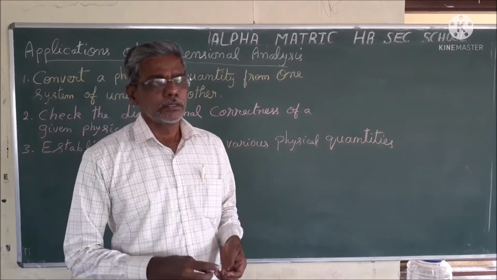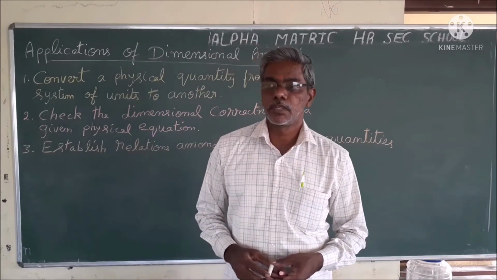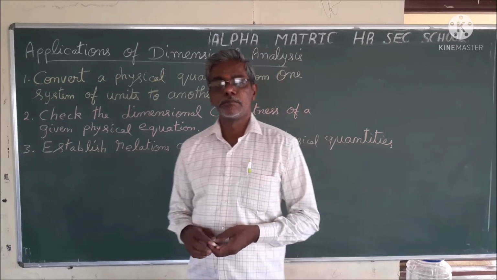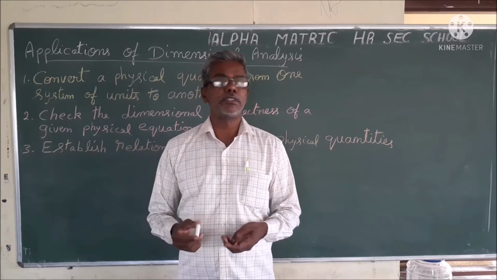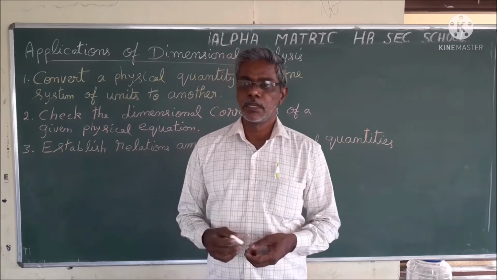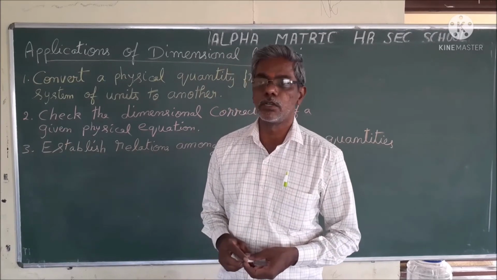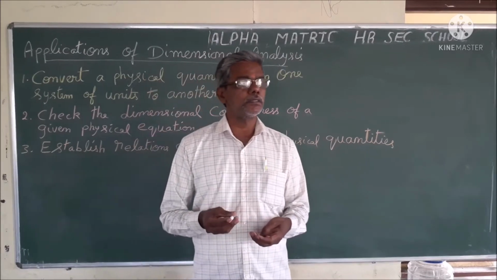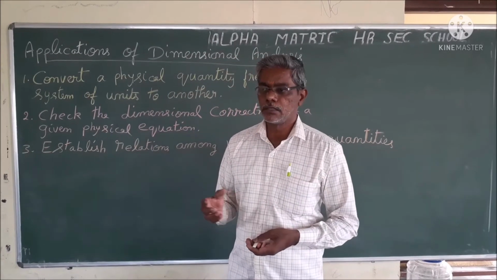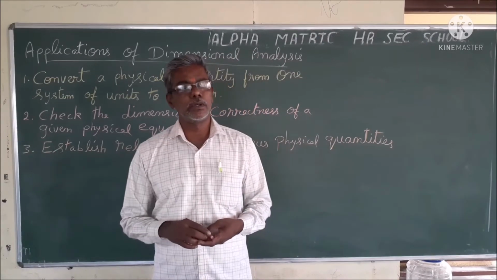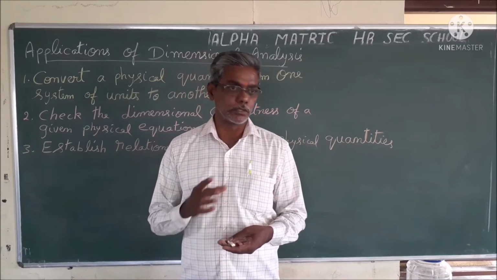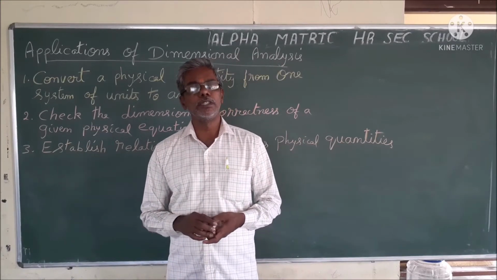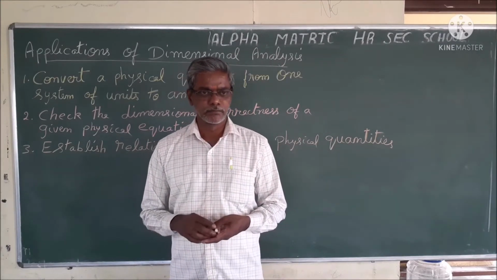Good morning students. Last class we discussed the dimensional formula for various physical quantities. For velocity, the dimensional formula is LT^-1. For acceleration, it is LT^-2. And for the universal gravitation constant, the dimension is M^-1 L^3 T^-2, and so on. Then we discussed the principle of homogeneity of dimensions.